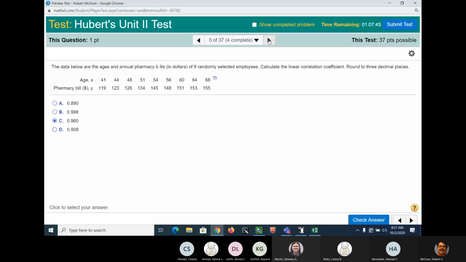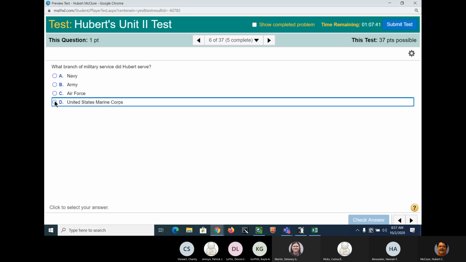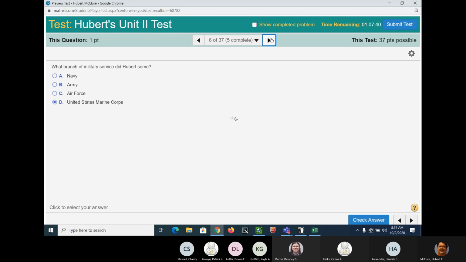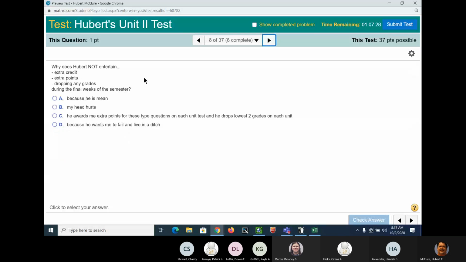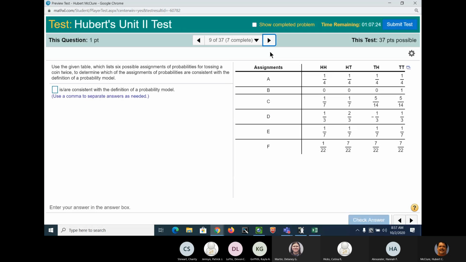Okay, so we got that one. Let's go to the next one. I've only got 3 minutes. Okay, compute the linear coefficient. That's the same type question. I'm going to skip that one and see if we can get another question that's different. Okay, here's the question that gets students. It says go through and pick the real probability situation.